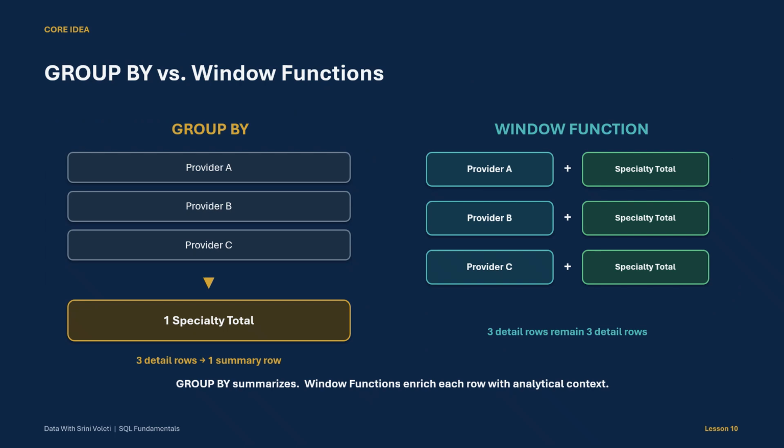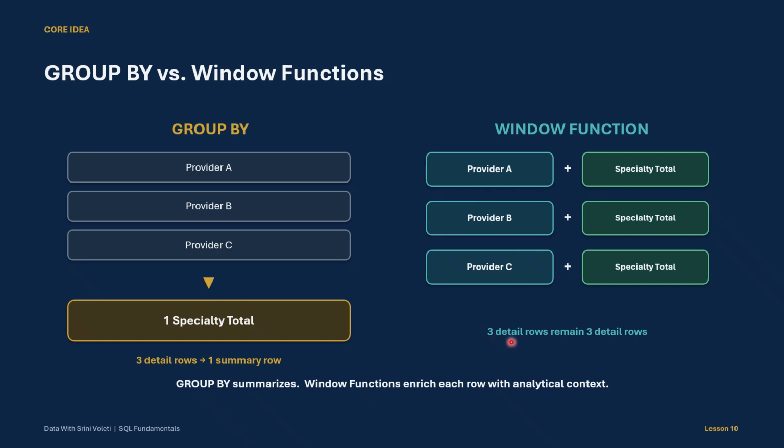This visual is the concept I want you to remember. On the left, GROUP BY takes multiple provider rows and produces a specialty-level summary. That is not a weakness, that is exactly what aggregation is designed to do. On the right, a window function can calculate something such as the specialty total while the individual provider rows remain in the result. That means provider A can still be provider A, provider B can still be provider B, and each row can carry additional analytical context.